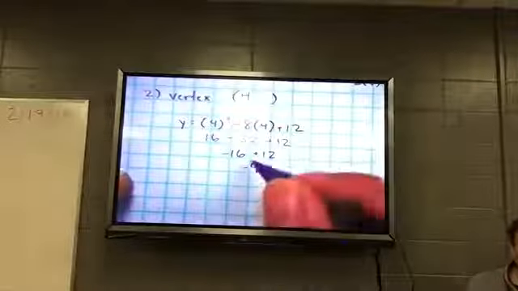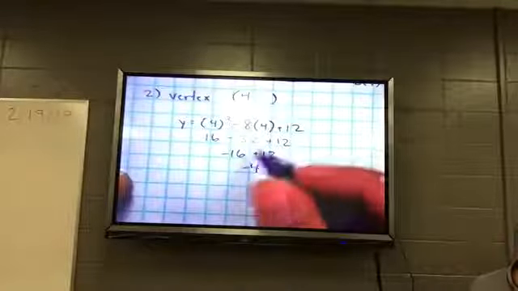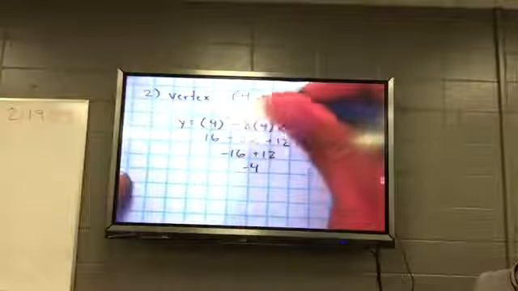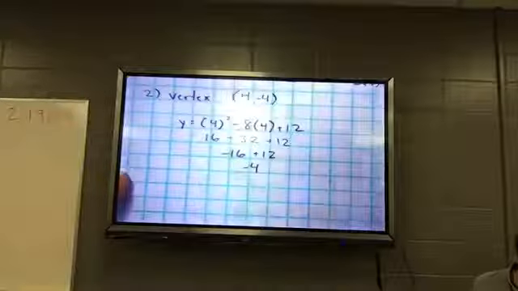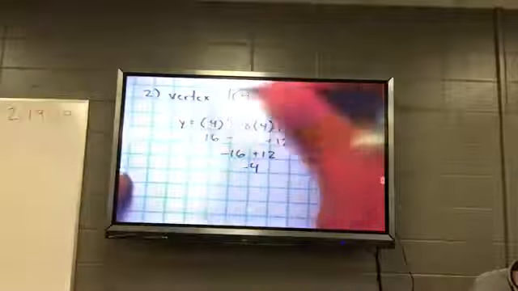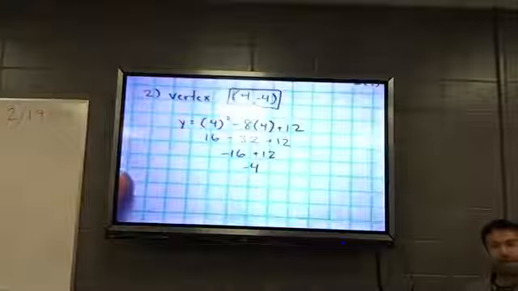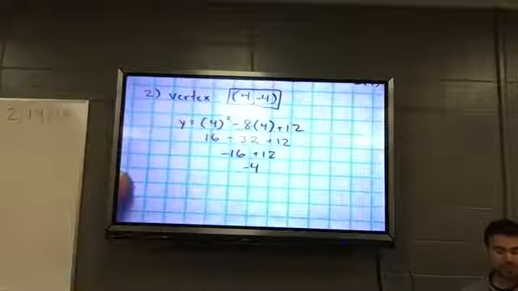When x equals 4, what does y equal? Negative 4. So that's going to be our ordered pair for the vertex. That's our vertex right there. So I have 2 parts. I have an axis of symmetry and I have a vertex.